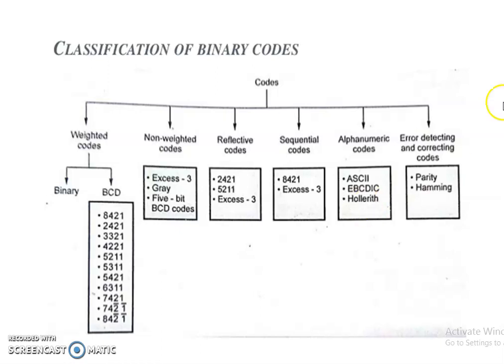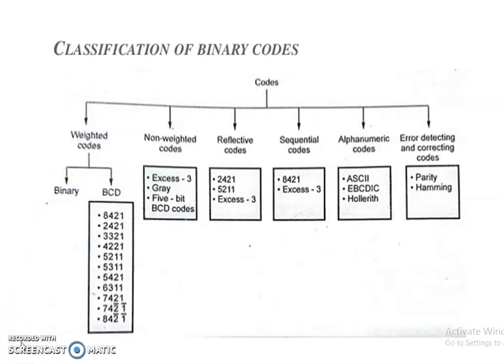Okay. Now the sixth type, that is error detecting and correcting code. The codes that allow error detection and correction are nothing but error detecting and correcting codes. Hamming code is the most commonly used error detecting and correcting code. There are two types, but Hamming code is mostly used. These are the classification of binary codes.